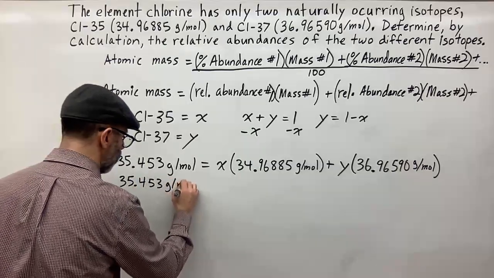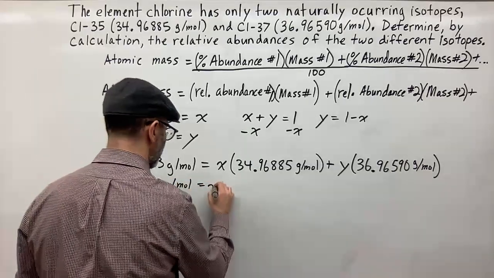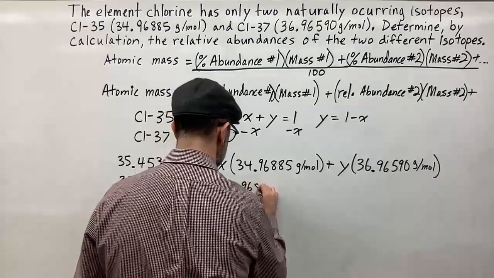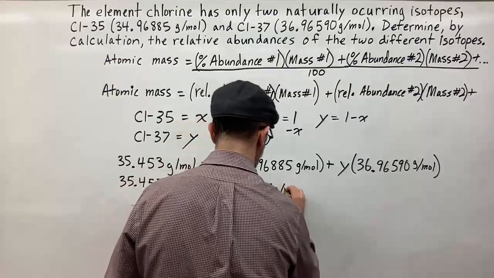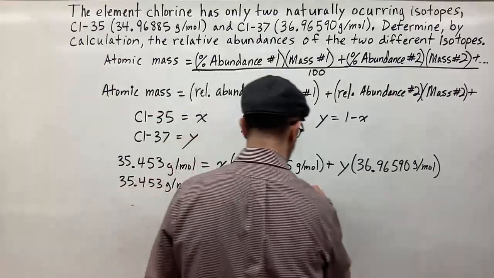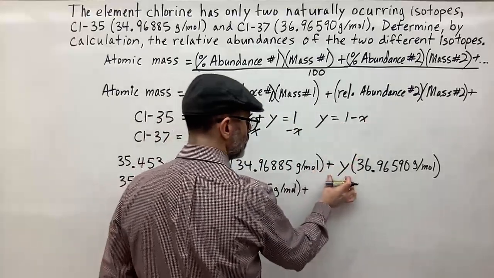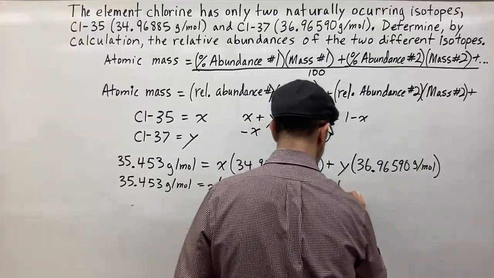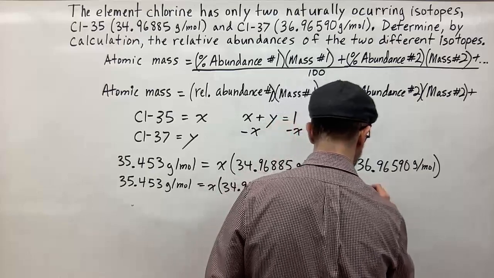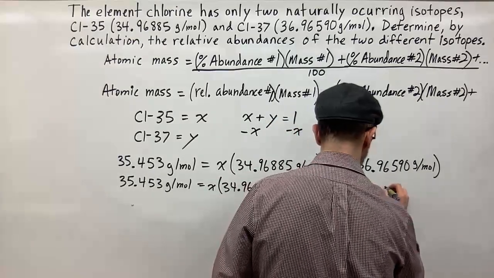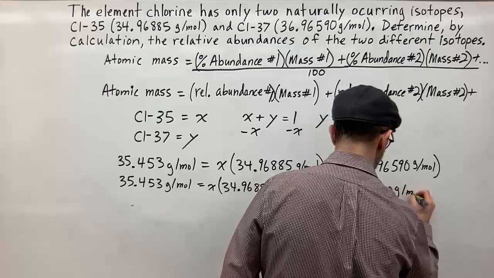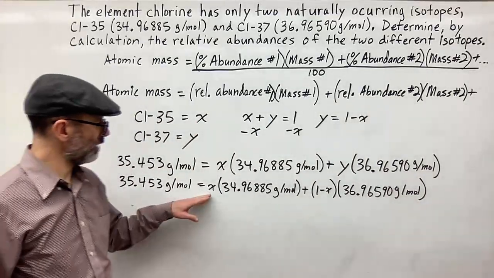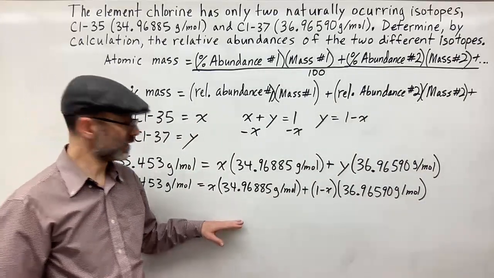So then my equation becomes 35.453 grams per mole is equal to X times 34.96885 grams per mole, plus, and then I'm going to substitute this in for Y. So it's going to be 1 minus X times 36.96590 grams per mole. Okay, I think you probably see where I'm going with this. So now I just solve the equation for X.